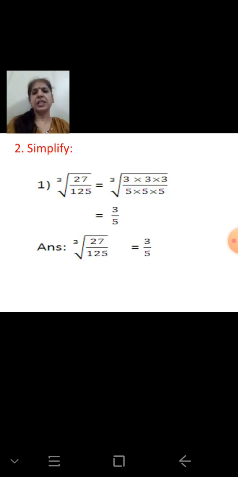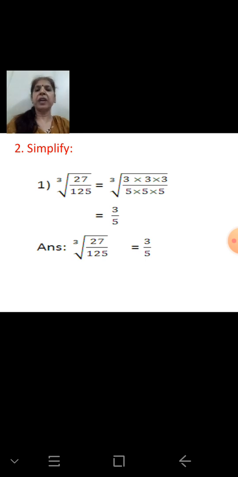Next question, simplify. Now the previous one was clearly given in words, find the cube root. Here they have just mentioned simplify, so you have to check the question properly. It is cube root of 27 upon 125. When we see the radical sign and 3 written, cube root of, we know we have to find the factors. As the number is simpler, direct factors are given.